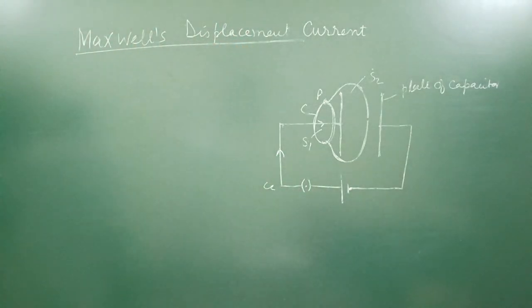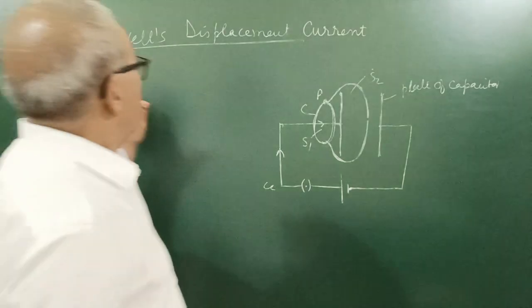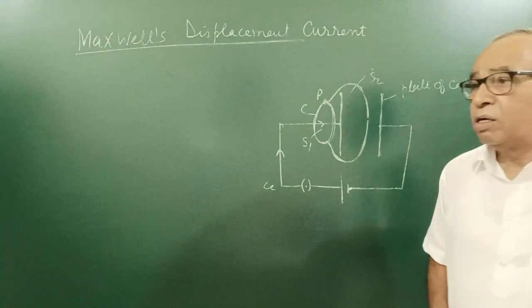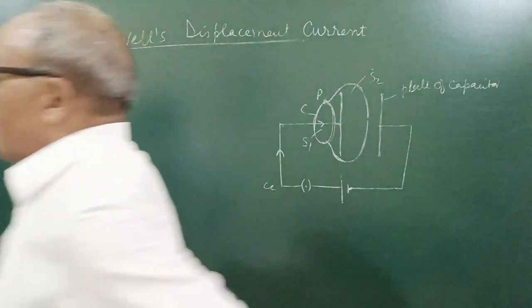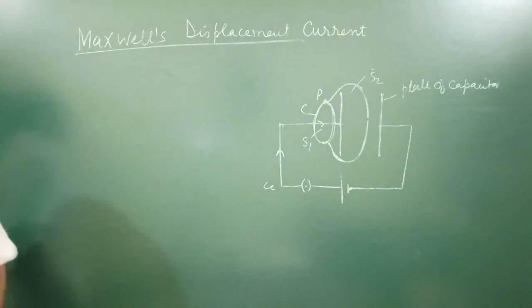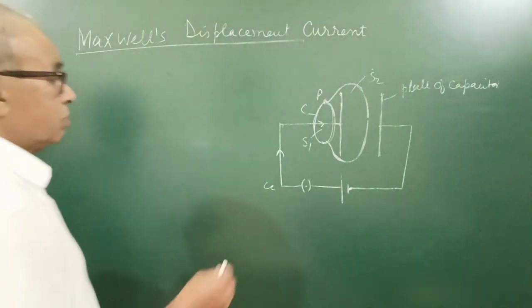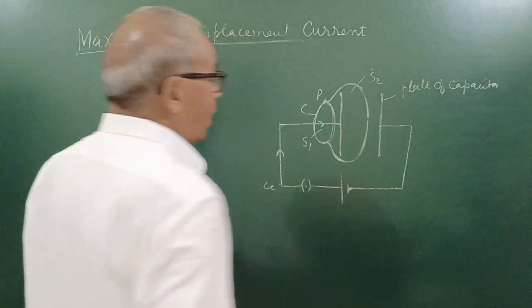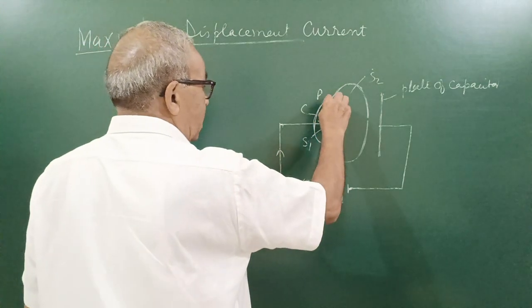Yes, dear students. Now, today I am telling here about Maxwell displacement current. Ampere's circuital law tells us that when a current is being passed through a conductor, a magnetic field will be produced around it.